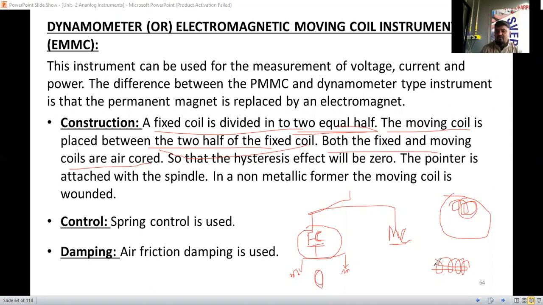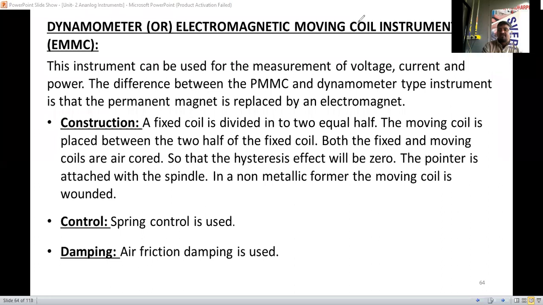For the damping force to produce the damping torque, we are using air friction damping, and the spring control method we are using here. The pointer is attached to the spindle in a non-metallic way. We are not using any metallic former or any core material here. So the moving coil is wound here. This is the construction of the EMMC instrument.